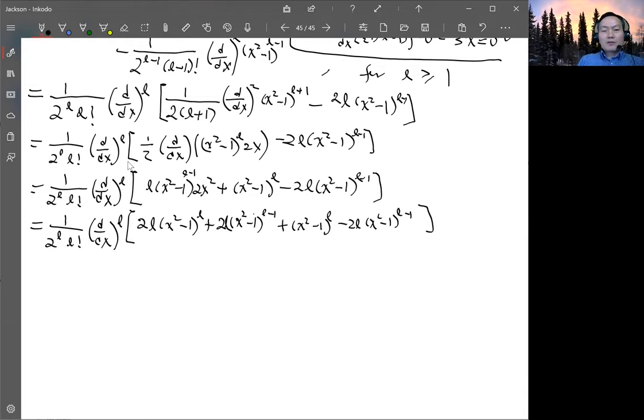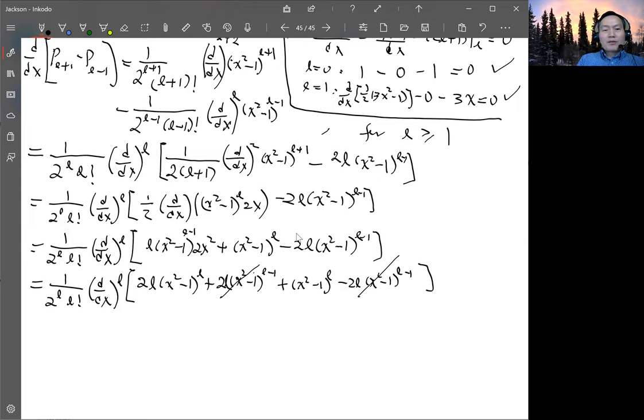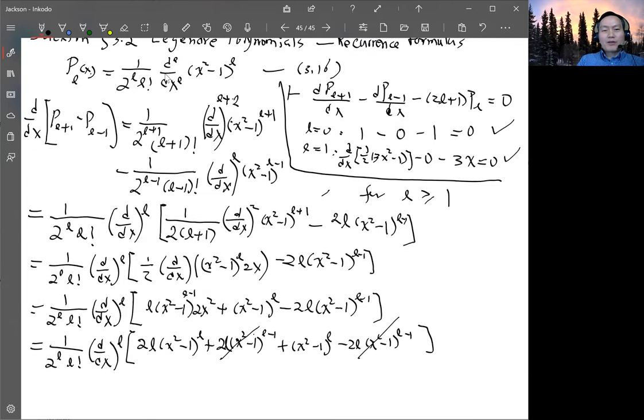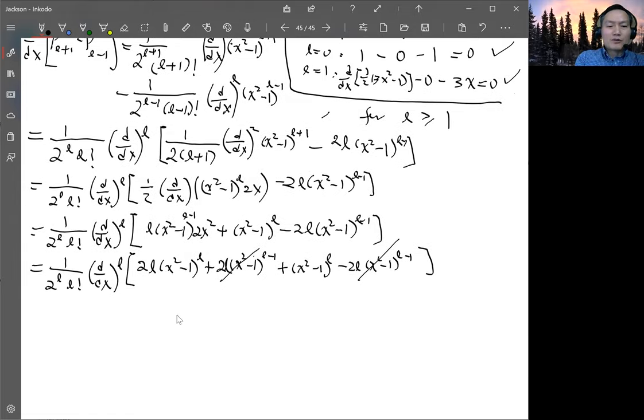Now we see that this one actually cancels with this one, and the rest of the two terms are the same. So you have 2L here, you have 1 here, so you have 2L plus 1 times x squared minus 1 to the L power. Then you compare with this formula, x squared minus 1 to the L power, take the L derivative of x and divide by this factor. That's exactly P sub L, so that becomes just 2L plus 1 times P sub L.